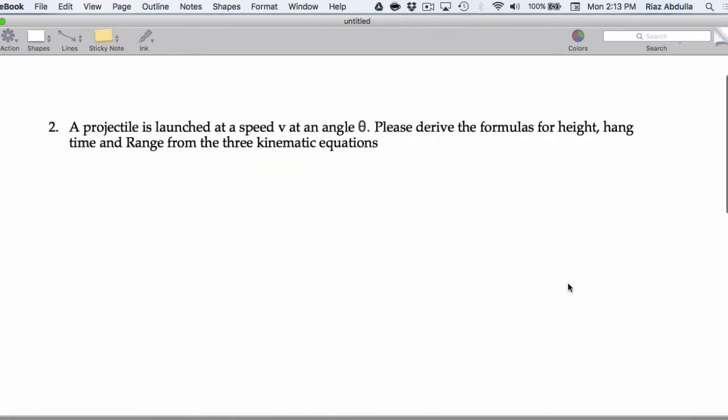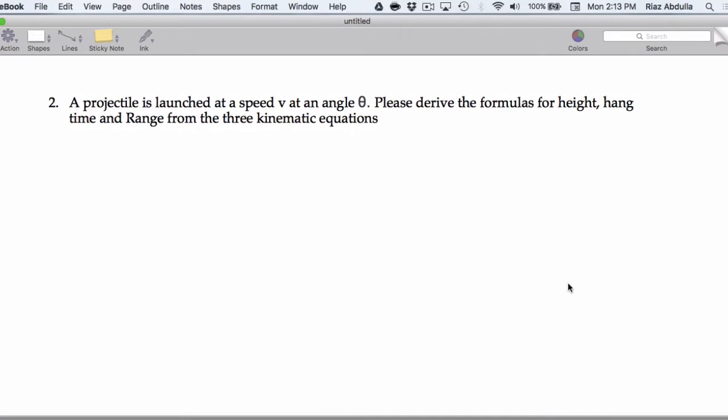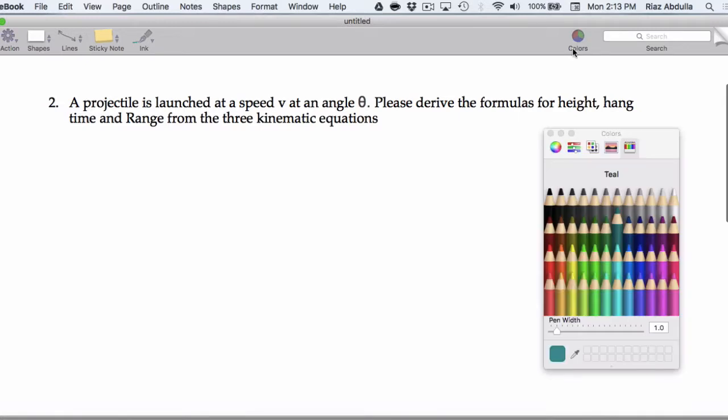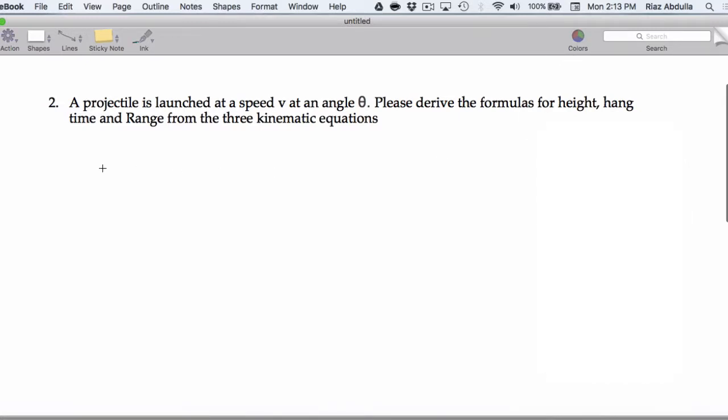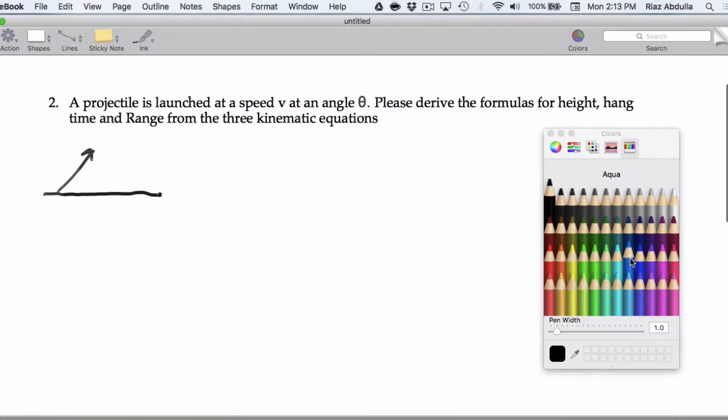Now let's take a look at question number 2, which is going to be the derivation of all the formulas for projectile motion. So I'm going to launch at a speed v0 and an angle theta. I'm going to use a different color here, so I'm going to launch here. And I'm going to launch at a speed, we'll say v0 and an angle theta. And the idea is that these two things are our knowns.